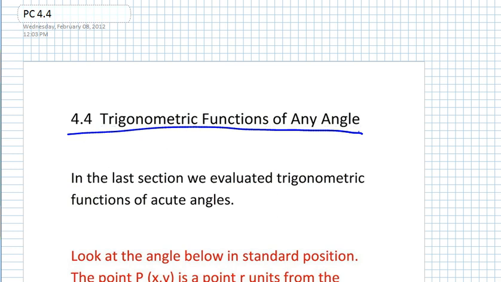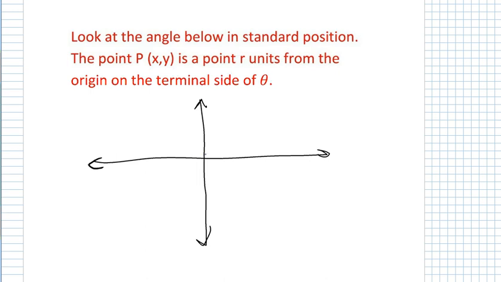In the last section, we evaluated trigonometric functions of just acute angles in right triangles. Today, we're going to talk about how to evaluate an angle in standard position that is not an acute angle, that maybe is rotated more than 90 degrees. So any angle. This angle theta here is more than 90 degrees.